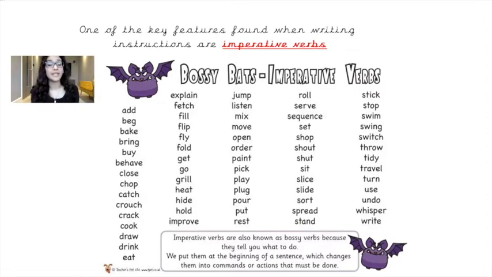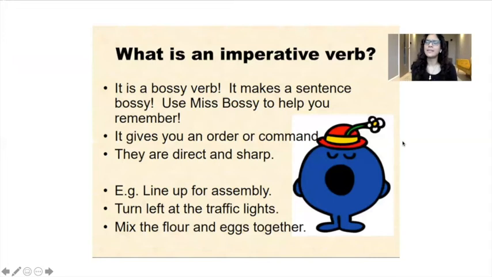We put them at the beginning of a sentence, and that changes the sentences into commands, or it changes them into actions that must then be done. Now, what is an imperative verb? An imperative verb is a bossy verb, remember? It makes a sentence bossy.